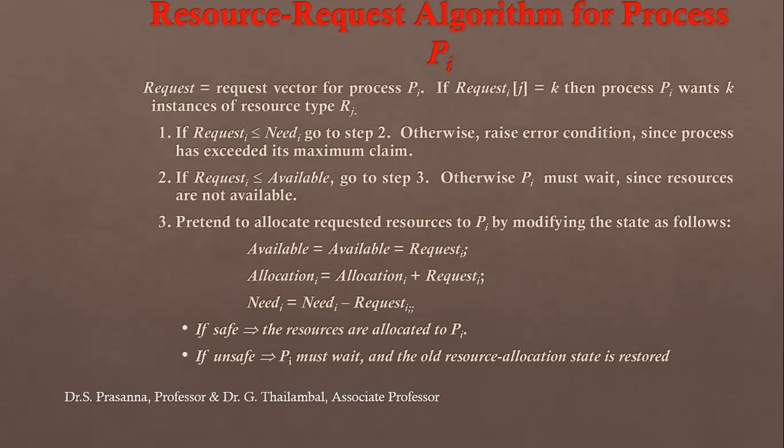If safe, the resources are allocated to PI. If it is unsafe, PI must wait and the old resource allocation status is restored. This should be checked for each and every process request for the resource.